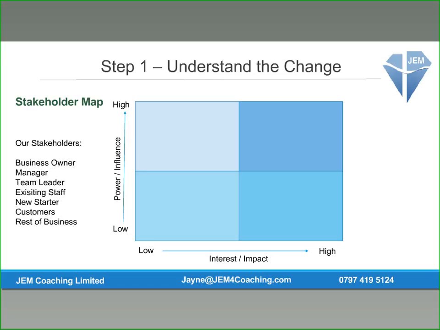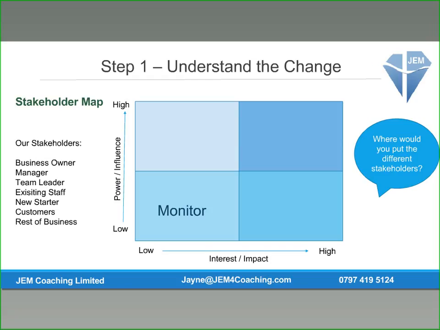So if we click again, we'll get our list of stakeholders down here. So there's a business owner, and there's probably a manager, there's the team leader, there's the existing staff, there's the new starter, there's the customers, and there's the rest of the people in the business, let's say. So in this quadrant, where would you put the different stakeholders? So the ones in the bottom left, we're probably going to monitor them. People who have low interest and little power or influence over the situation, we'll just keep an eye on them, give them some general information.